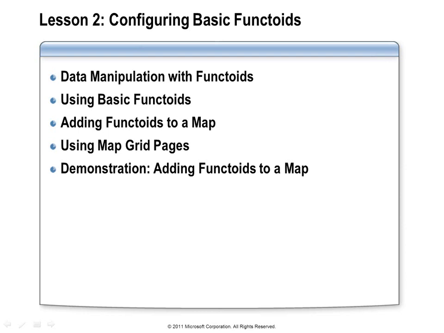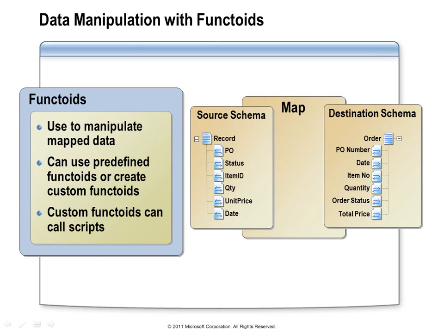So let's take a look at what functoids are, and we'll look at some of the basic functoids, and we'll see how we can use those in a map. So once again, we have a couple of schemas representing an order, and we need to map from the source to destination. For this particular application, we can copy some of these values over with simple links. There are no alterations required.